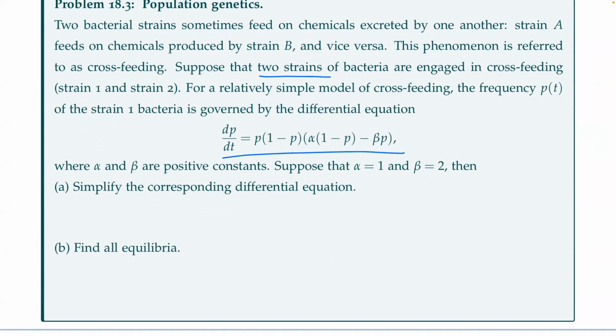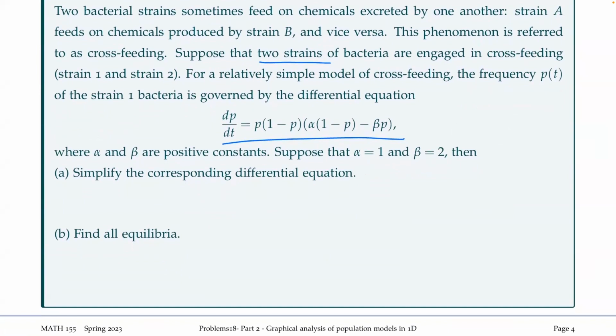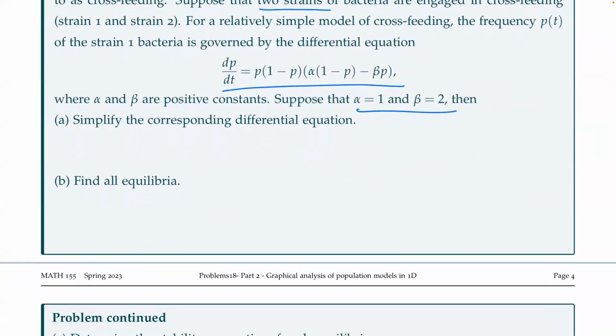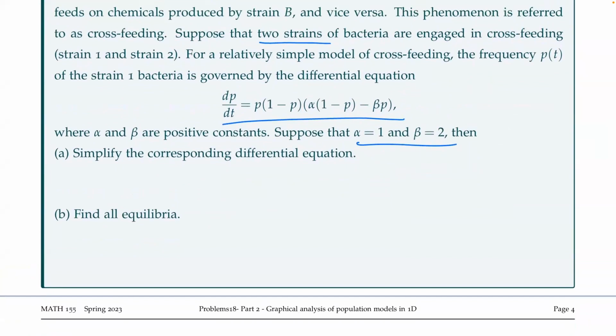Okay, so we have this model here. Alpha and beta are positive constants, and we're given some values for them. Alpha is 1, beta is 2. Okay, so it asks us first of all to simplify this differential equation. So this is just a case of substituting in my alpha and beta. So we have dP/dt is going to be P times 1 minus P times alpha, which we're told to be 1. So 1 times 1 minus P minus 2 times P. So beta is 2.